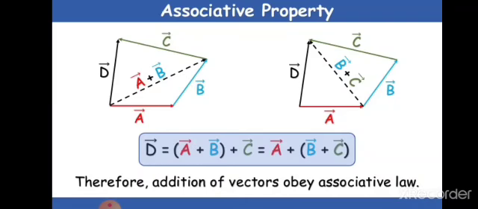In the second diagram, first we have to add vector A with the vector B plus C. First we have to add vector B and vector C. While adding vector B and C, you will get the resultant vector B plus C. The vector B plus C we are going to add with vector A. Therefore, the resultant vector you will get is D. The D is equal to vector A plus, in brackets, vector B plus C. So vector D is equal to, in brackets, vector A plus vector B, plus vector C, that is equal to vector A plus, in brackets, vector B plus vector C. So the addition of vectors obeys the associative property.